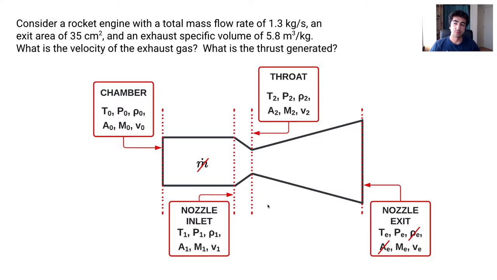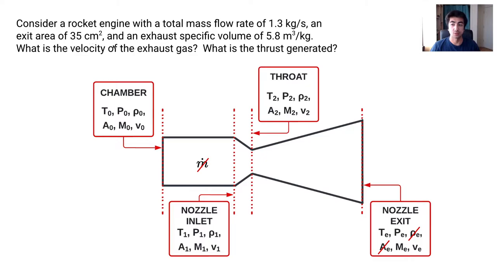So let's see an example. Again, the question here says, consider a rocket engine with a total mass flow rate of 1.3 kilograms per second. And so this is the flow rate at any point in the engine. An exit area of 35 centimeters squared, and an exhaust specific volume, which you can relate to density, of 5.8 meters cubed per kilogram. What is the velocity of the exhaust gas, and what is the thrust generated?